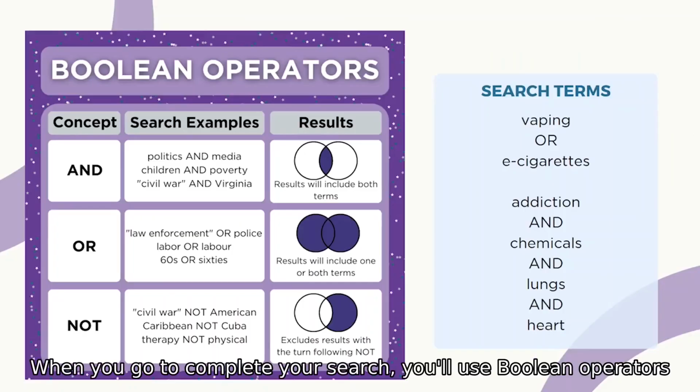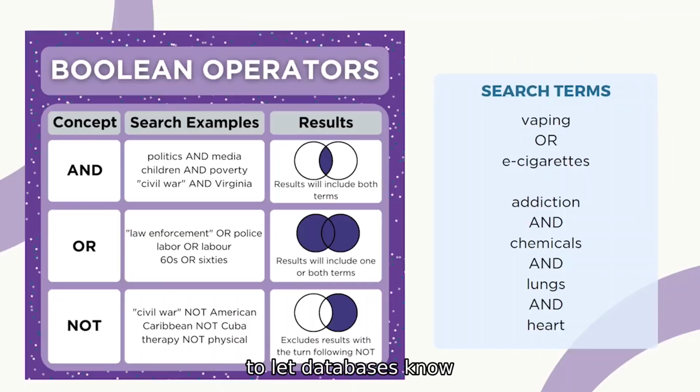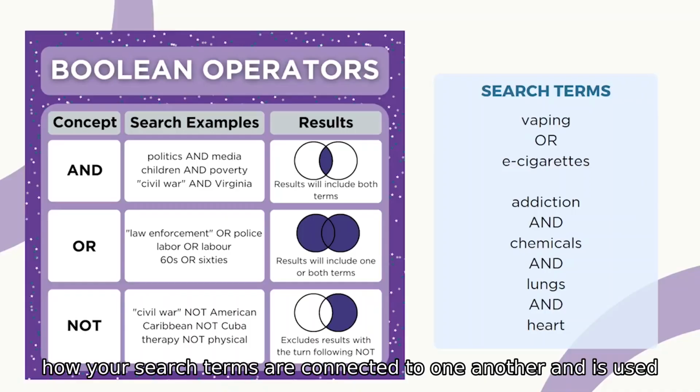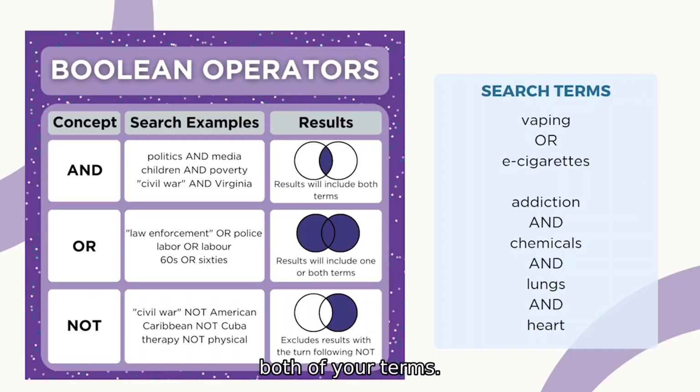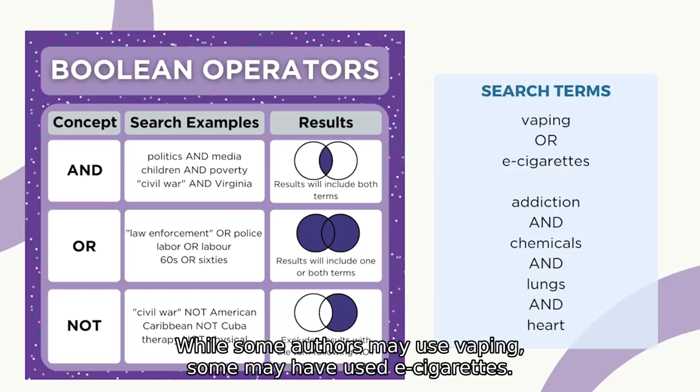When you go to complete your search, you'll use Boolean operators to let databases know how your search terms are connected to one another. And is used to find results that include both or all of your terms. For instance, addiction and chemicals, we put and in there, and so we'll find results that have both addiction and chemicals. Or is great if you're using synonyms. In our example, vaping or e-cigarettes. While some authors may use vaping, some may have used e-cigarettes.